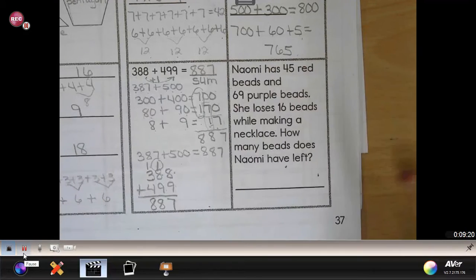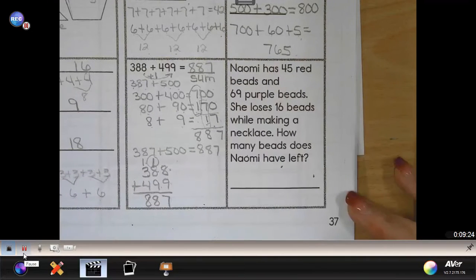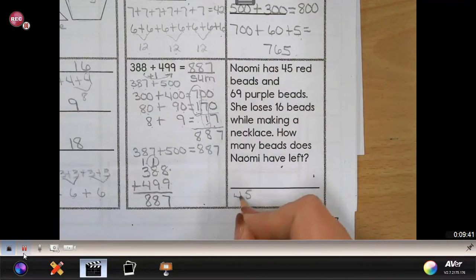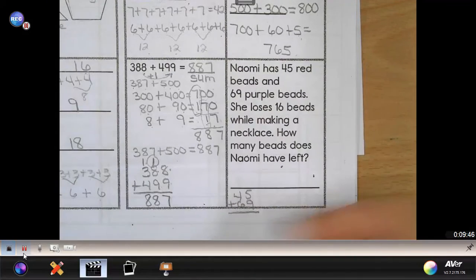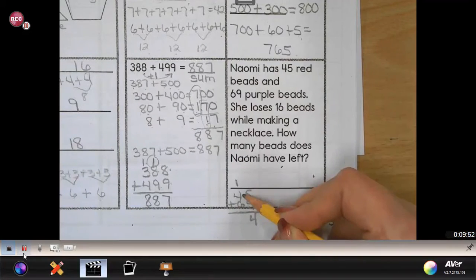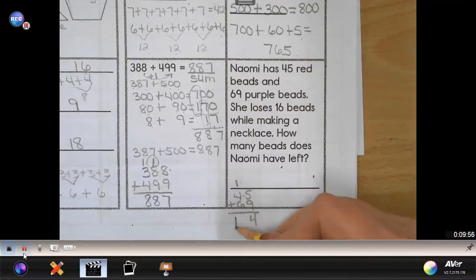Our next problem is Naomi has 45 beads and 69 are purple, and she loses 16 beads while making a necklace. How many beads are left? So in this case, we are going to add the beads together. And that's going to give us 5 and 9 makes 14, carry my 10. 60 and 40 is 100, and one more 10 is 110.